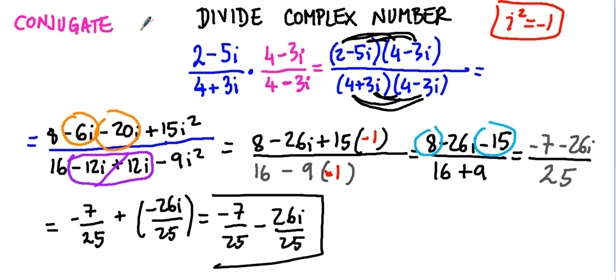And remember, the word conjugate, all it means is this stuff right here, where you multiply the top and the bottom by the expression where all you have to do is change the sign of the imaginary number in the bottom.